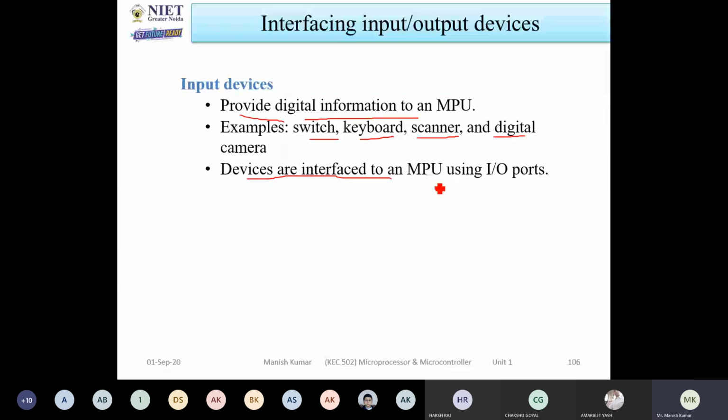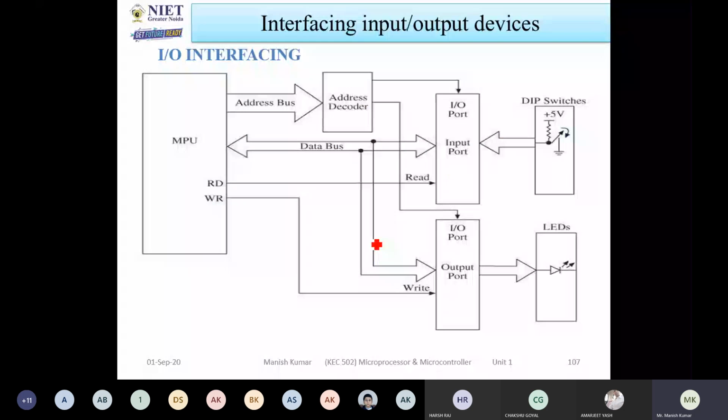Now till now I have been discussing the memory. How can you interface the memory? But if you want to interface the input-output devices, then how can you do that? Okay. So for that purpose, you can see the diagrams. In the diagrams, I have taken one DIP switch as an input and LED as an output. So how can you interface that?